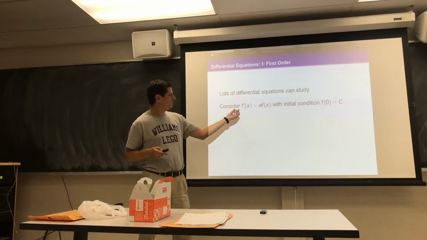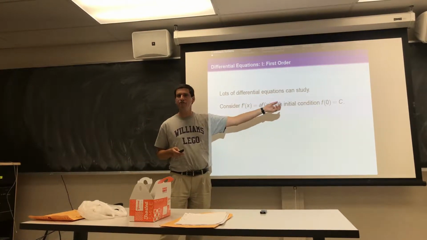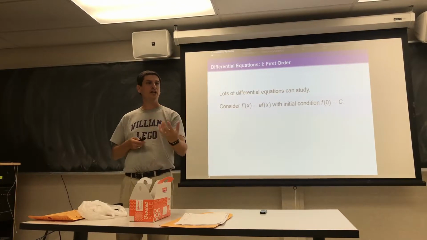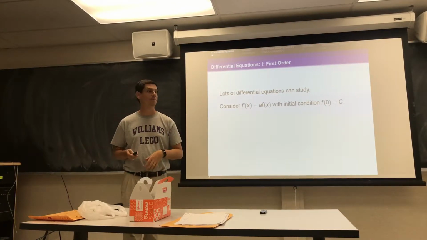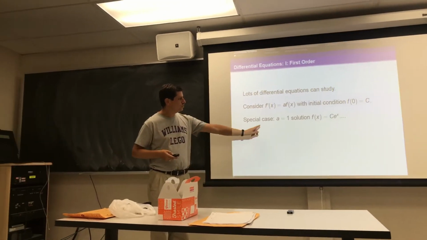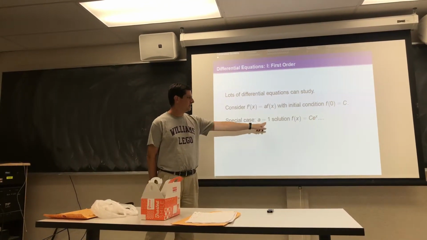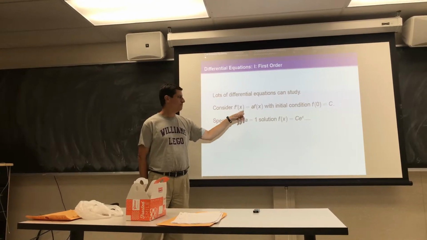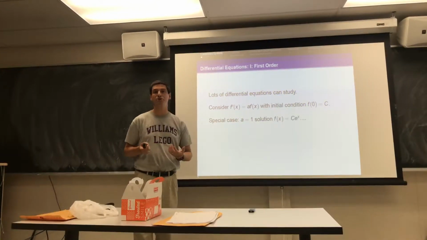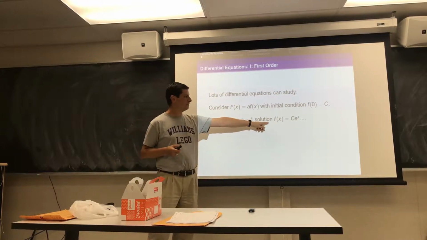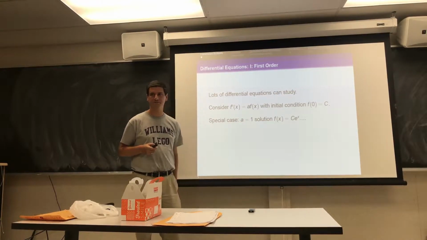And typically, if you have one derivative, you need one condition. If you have two derivatives, you need two conditions. Your two conditions could be your value at two locations, or it could be maybe value and speed. So if we take the special case a equals 1, hopefully this looks a lot like the equation f prime equals f. Oh, this is just my exponential function. So in that situation, the answer is just going to be f of x is c e to the x.